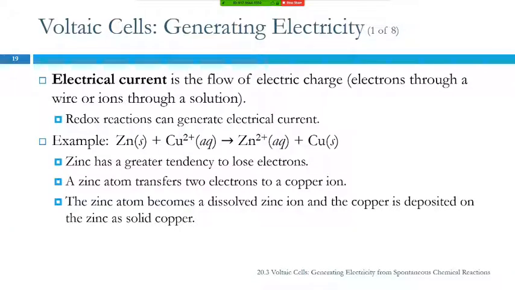Okay, so we're talking about electricity here. We talked about batteries and lightning and the flow of electrical current. Electrical current is the flow of electric charge, and that's going to be electrons. The electrons are flowing through a wire, or it could be ions through a solution. Charged particles that are moving.